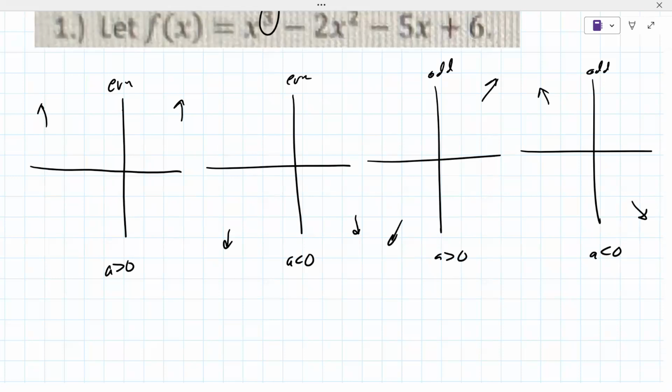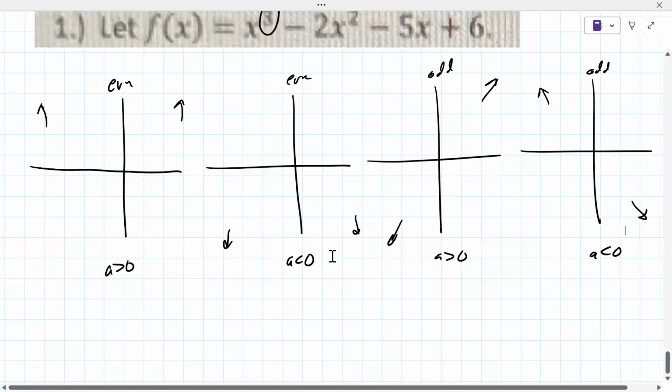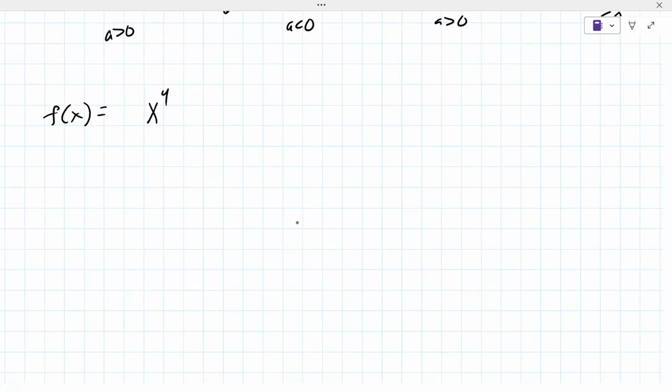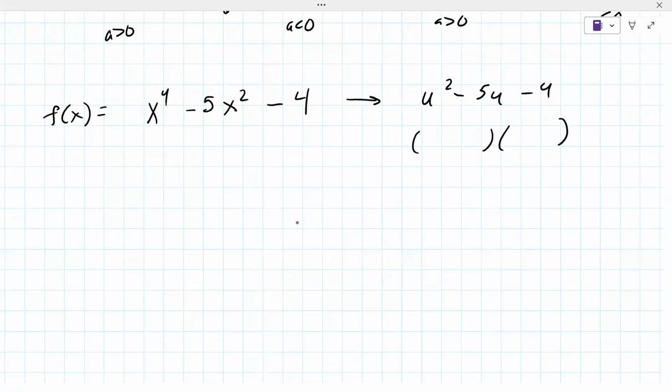All right. Now, I did have another student come to me with a problem like this one that I'm about to put in front of you. Is it okay if I move past this? Yes. Okay. So f of x equals x to the fourth minus 5x squared minus 4. And this is a higher order factoring problem. If this were u squared minus 5u minus 4, how would you factor it?